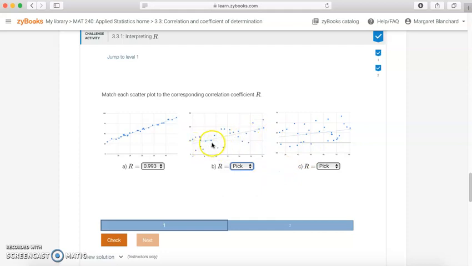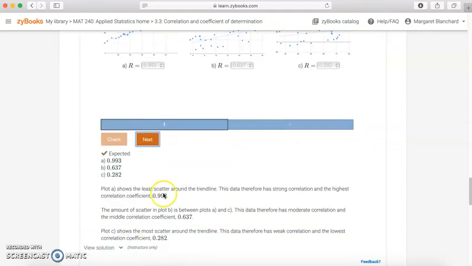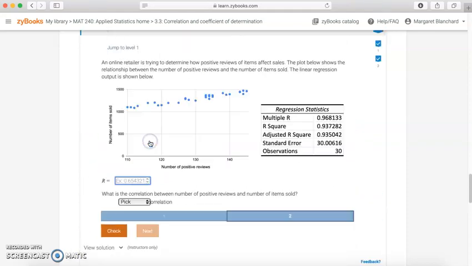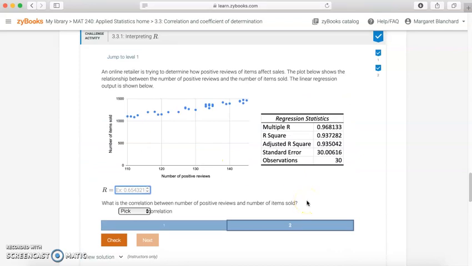One thing I would say is that just looking at this, it looks like the slope of this line is a little bit higher. The data points appear to be a little bit closer to the line than in this scatter plot, whereas the line is a little flatter and the points seem to be a little bit farther away. So what I would say is that this one shows moderate correlation with the correlation coefficient of 0.637, and this one shows very little correlation with the correlation coefficient R equal to 0.282. Let's check. Yep, everything's good. Nice green check. Let's go to the next part.